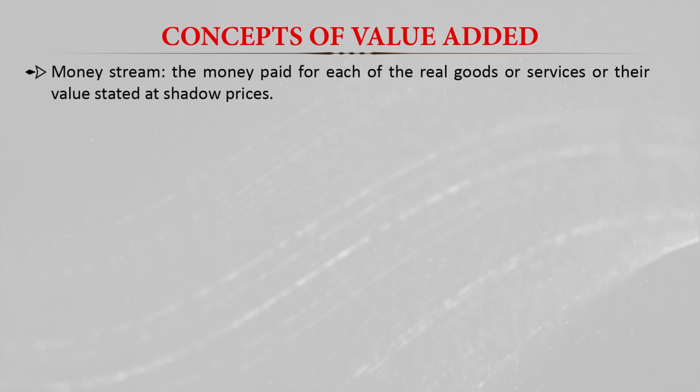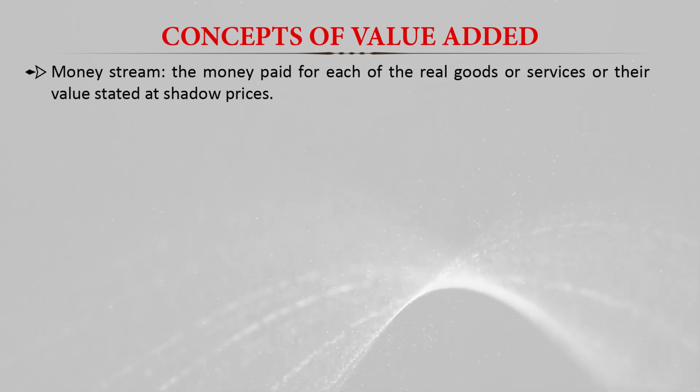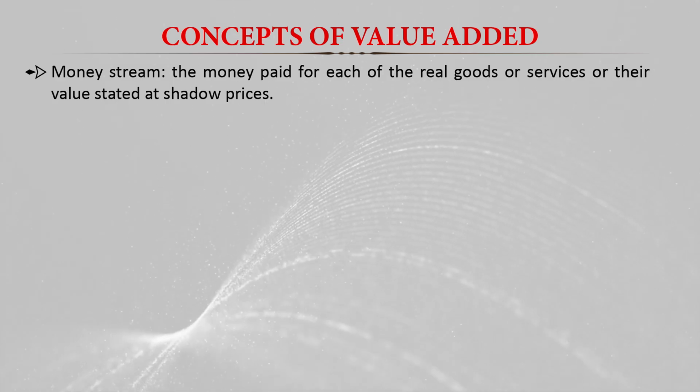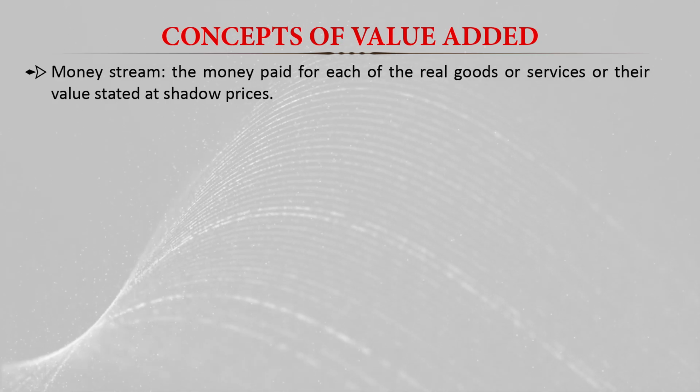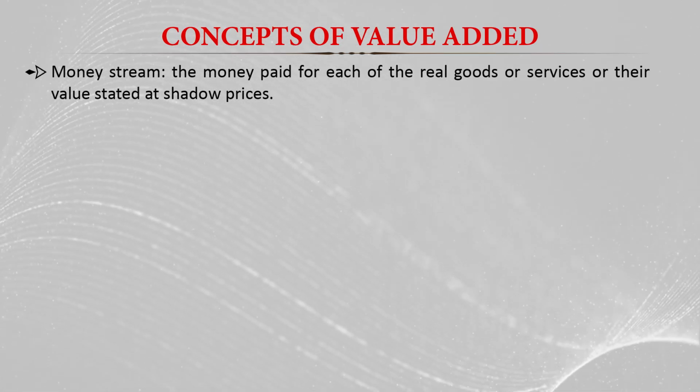So far we are discussing the real resource flow, that is the physical units. But when we convert these physical resources into the money system or monetary value, it becomes basically a money stream. So the money paid for each of the real goods and services, or their value stated at shadow prices. So when we convert the value into monetary terms by using the shadow prices, at that time we get the money stream.